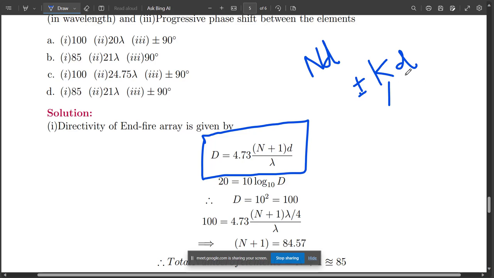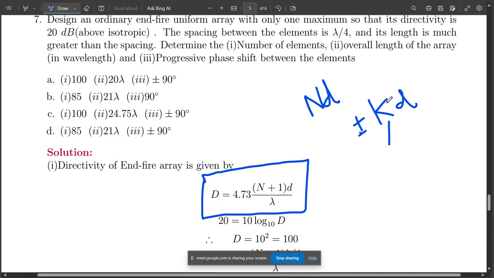phi by lambda. You already know the value of d. D is lambda by 4. Tell me how much will be the progressive phase shift and which will be the correct answer. Answer B or answer C? No, answer B. Why answer B? Yeah, but it is here plus minus, right? So progressive shift can be plus minus kd.